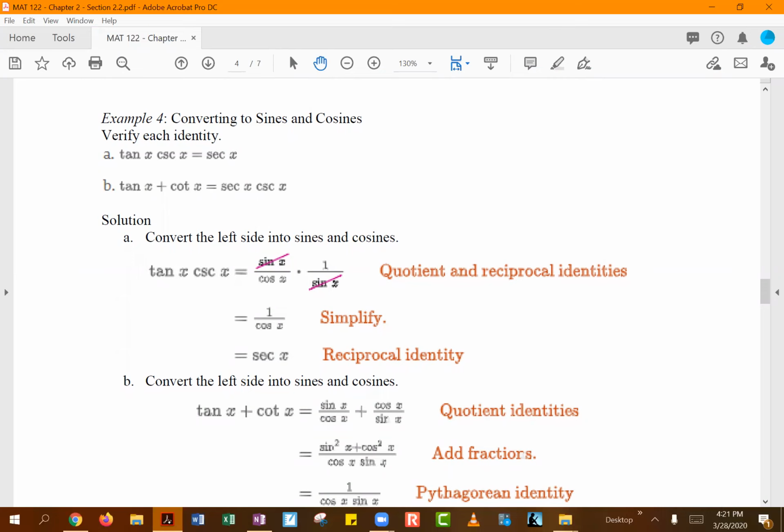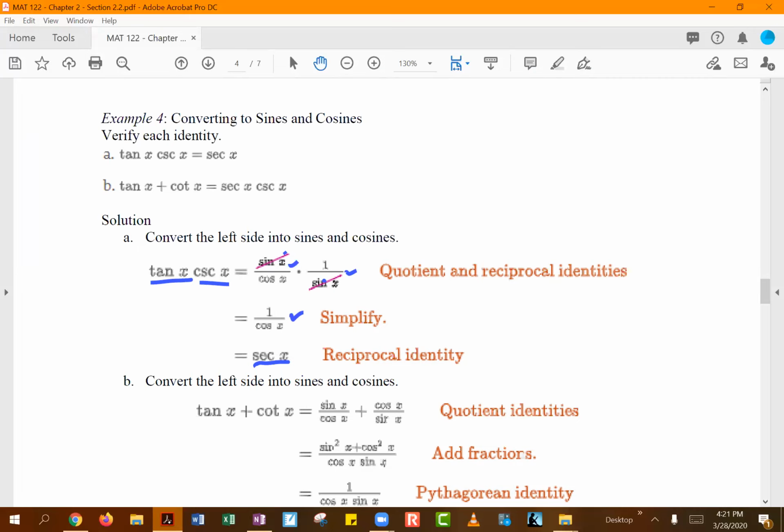So looking at example 4, part A is given to us as tangent x times cosecant x is equal to secant x. So if you look at the solution part, we are rewriting tangent x as sine over cosine. We are rewriting cosecant x as 1 over sine. So I have a sine on the top, sine on the bottom. They end up canceling each other out. You are left with 1 over cosine of x. And 1 over cosine of x is, of course, the same thing as secant x. And you were able to verify part A.